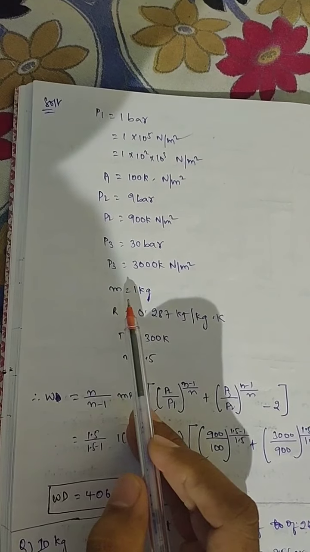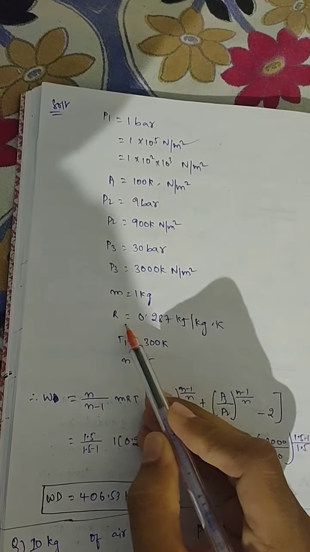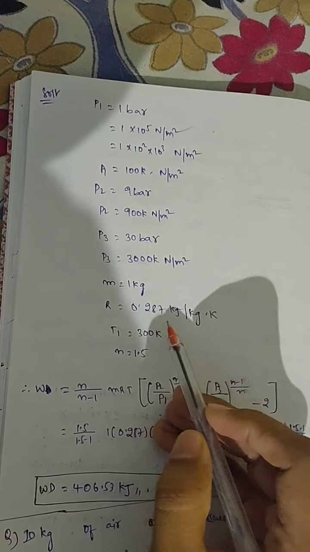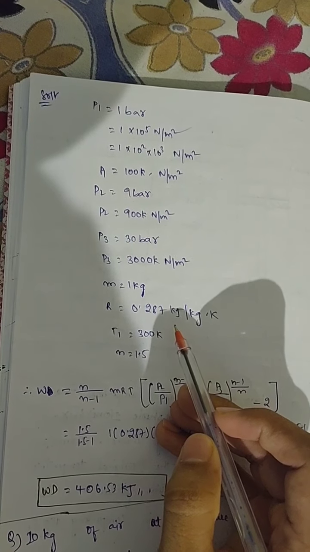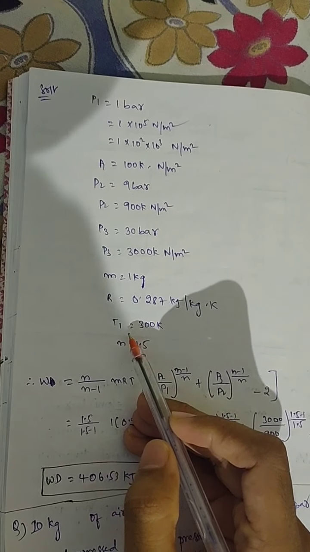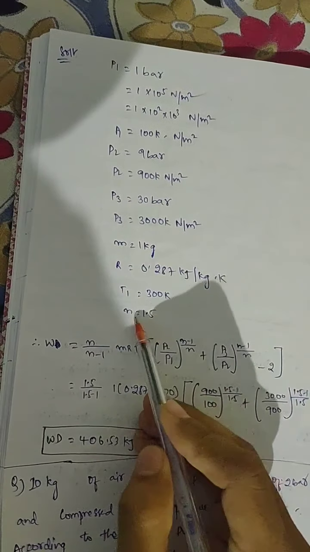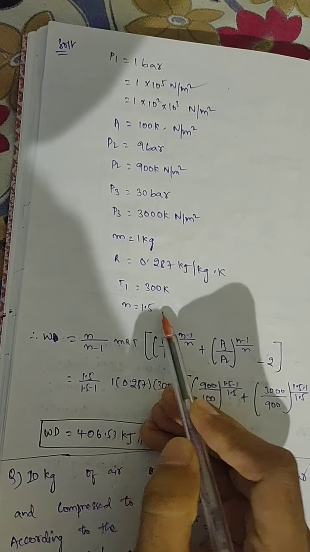m equals 1 kg. As given in the question, R equals 0.287 kJ/kg K. T1 temperature equals 300 Kelvin, and n equals 1.5.